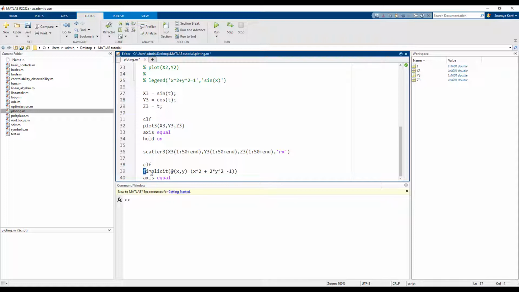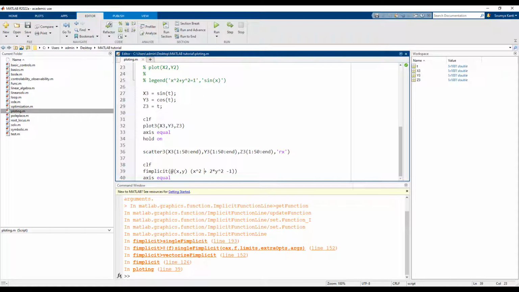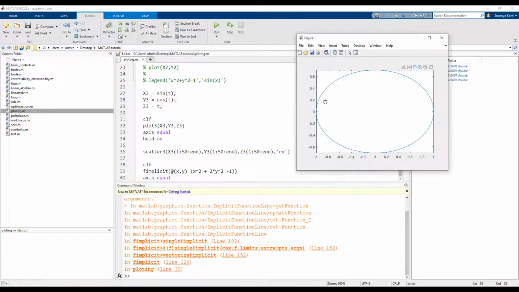So this fimplicit, what it does is it can plot functions like, okay, here I am specifying this is a function in x and y, and this is the function. So actually you should specify it like f of x comma y equals 0. So this is how it's specified. And if I actually run it, you can see that it is now an ellipse.